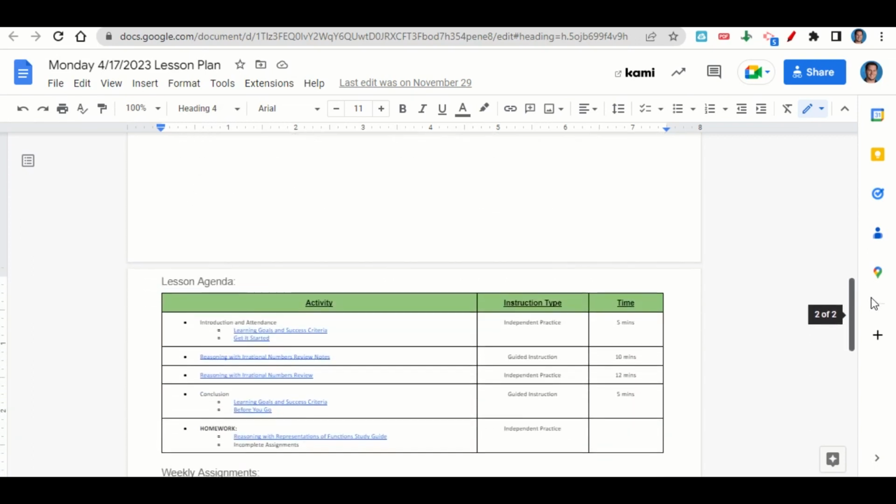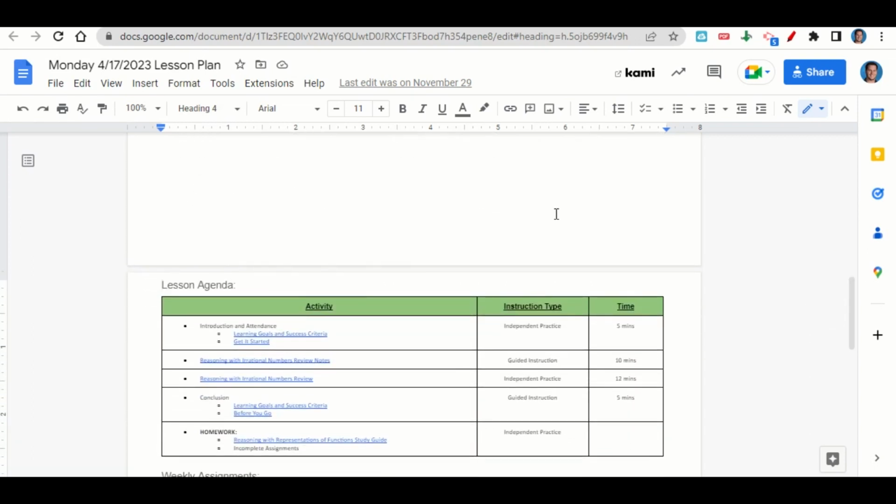Now let's take a look at our agenda for today. We will begin by going over the learning goals and success criteria. While we do that, you'll fill out your Get It Started. After that, we'll go over the Reasoning with Irrational Numbers review notes, and then I'll give you time to complete the Reasoning with Irrational Numbers review assignment.